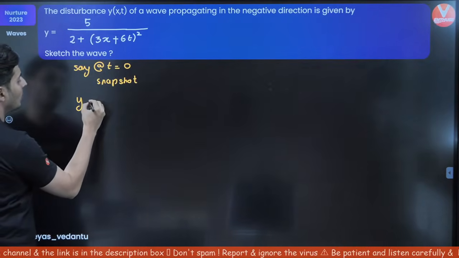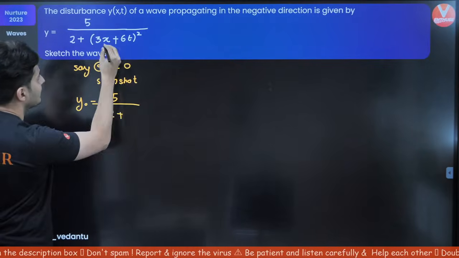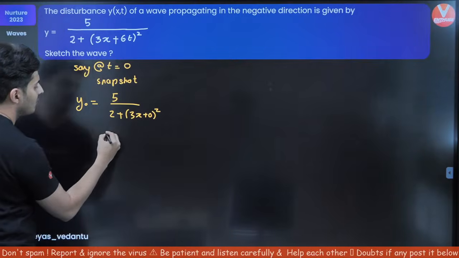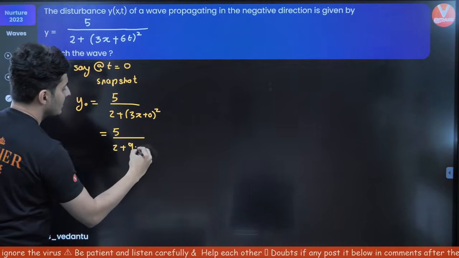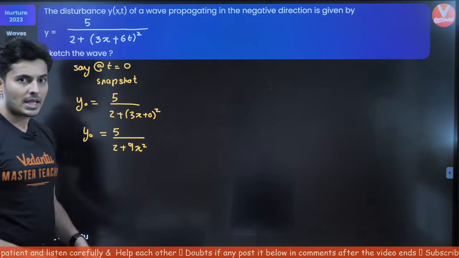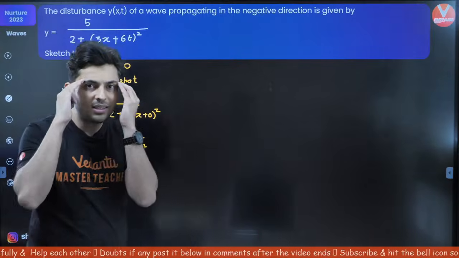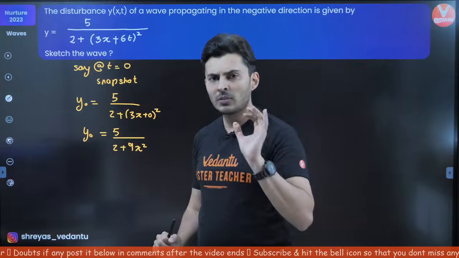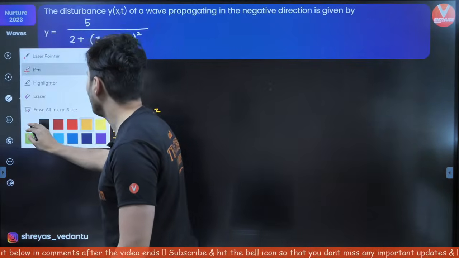So y0 will be nothing but 5 divided by 2 plus (3x plus 0) whole square, which is nothing but 5 divided by 2 plus 9x square. So that is what y0 looks like at time 0. Now you need to visualize how this function would look graphically. That's why you should be strong at graphs. So try to substitute certain values and probably you will get a hang of it.